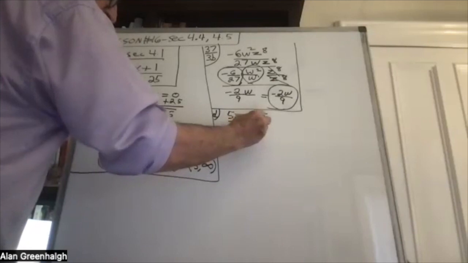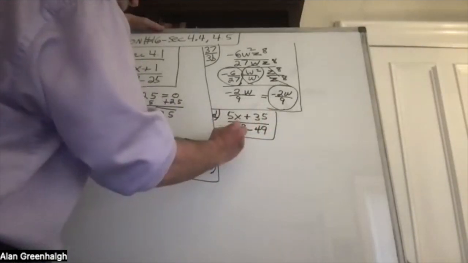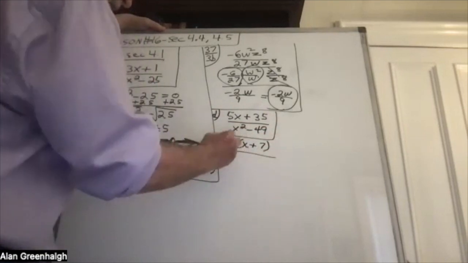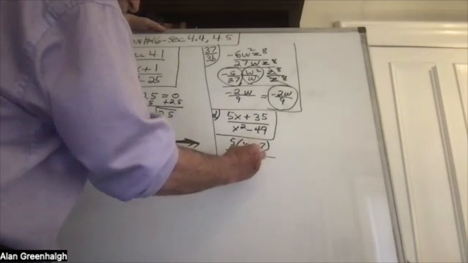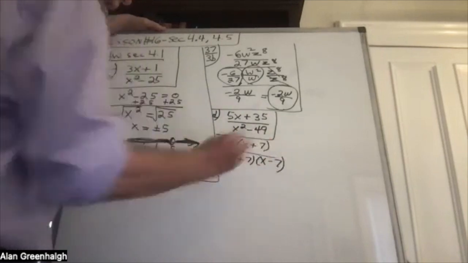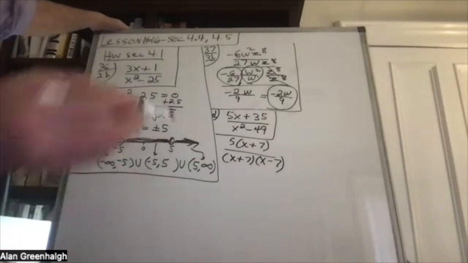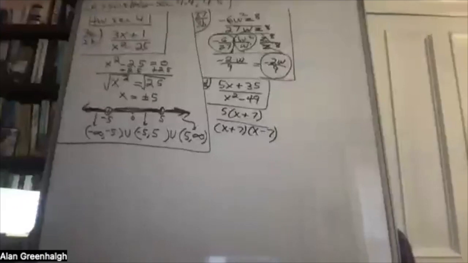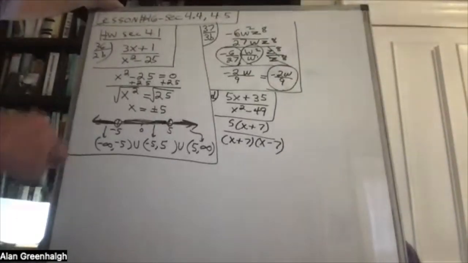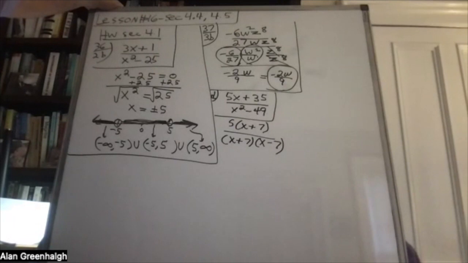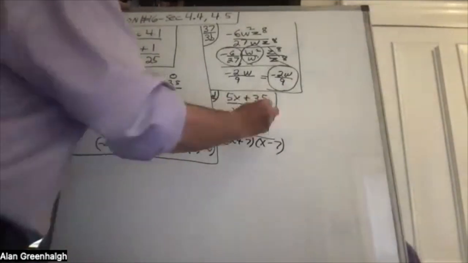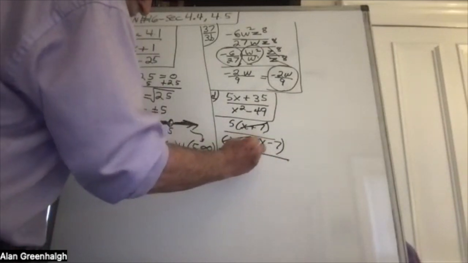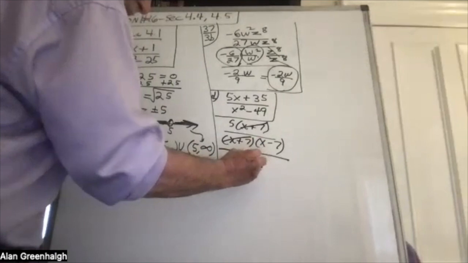So this is what we have. So let's factor this. We get 5 times x plus 7. And then the denominator, x plus 7 times x minus 7. Okay, so when we were doing factoring, I indicated to you that chapter 4 is all factoring. The whole chapter is based on factoring. So you then do this, and the answer to the question is 5 divided by x minus 7.